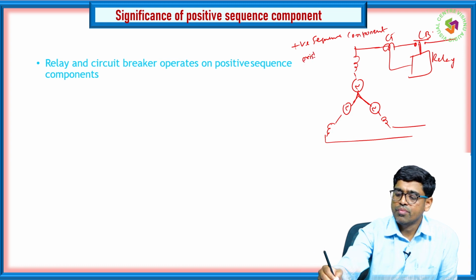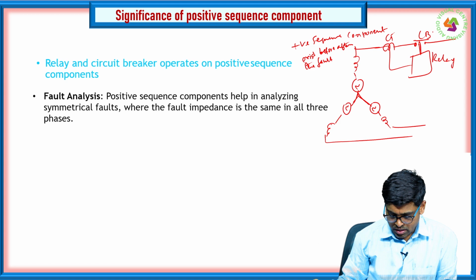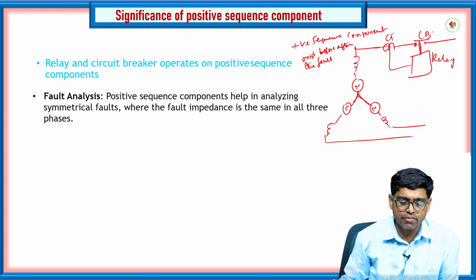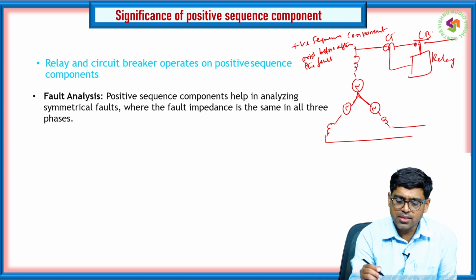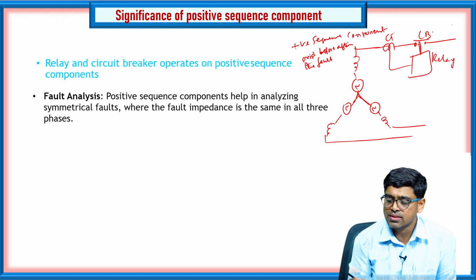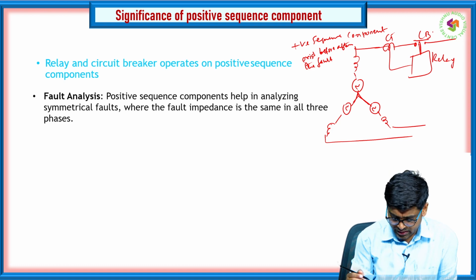This positive sequence component exists before and after the fault. So in order to select the circuit breaker or relay ratings, we need to decide based on this positive sequence component. In fault analysis, the positive sequence component helps in analyzing the symmetrical fault, where the fault impedance is the same in all three phases. So in case of fault analysis it is required.